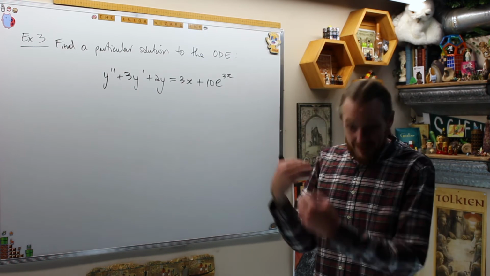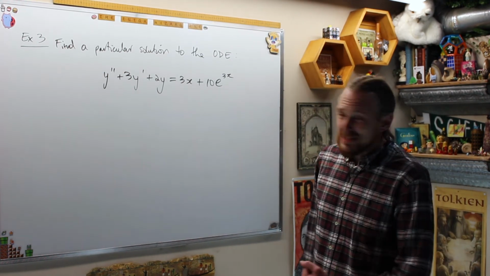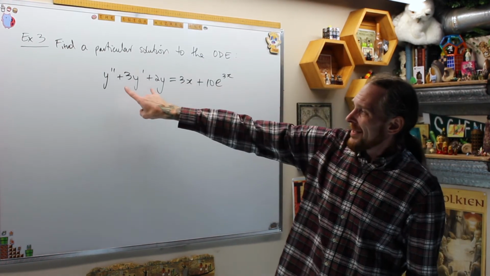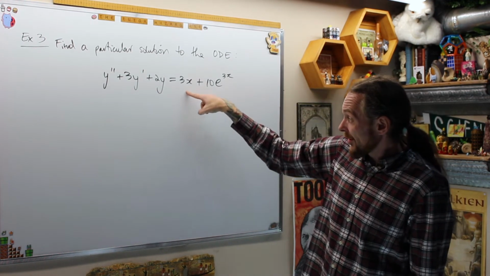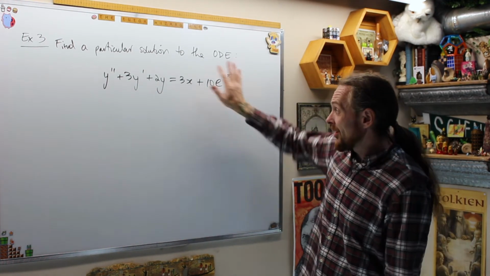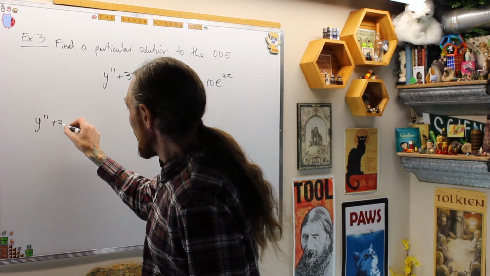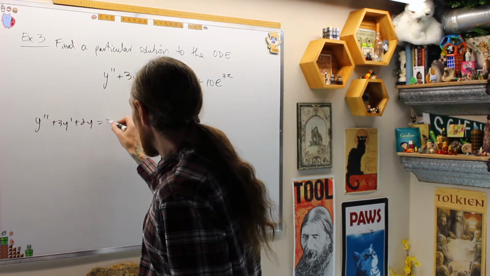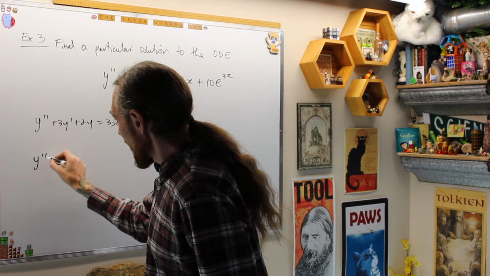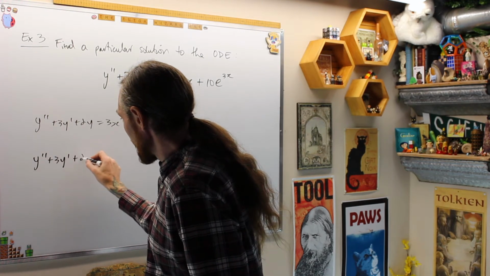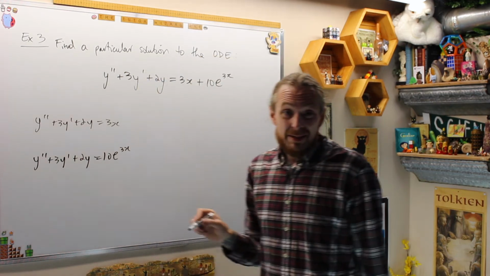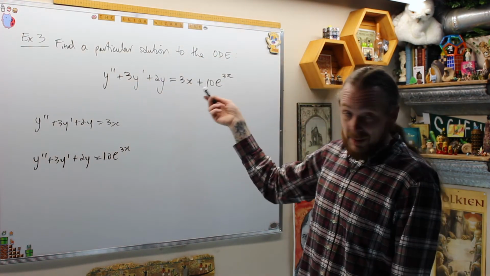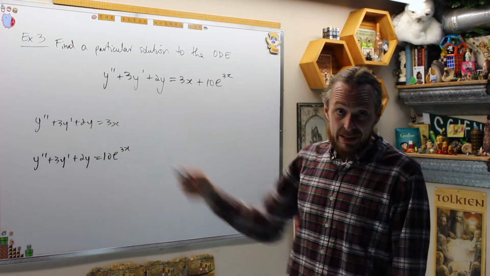Example 3 is going to tell us what that theorem was actually saying. Superposition says this. If I have this same left-hand side and now I want to find a particular solution to this linear combination on the right-hand side, what I can do is solve y prime prime plus 3y prime plus 2y equals 3x, and then we're going to solve y prime prime plus 3y prime plus 2y equals 10 e to the 3x. We find a particular solution of those, then the particular solution to this will just be the linear combination of these two.